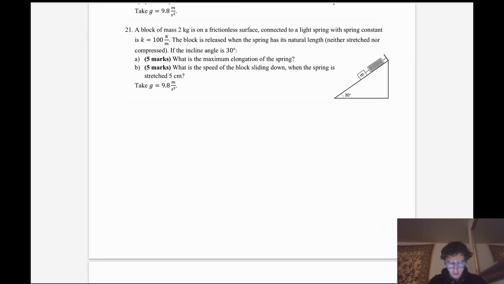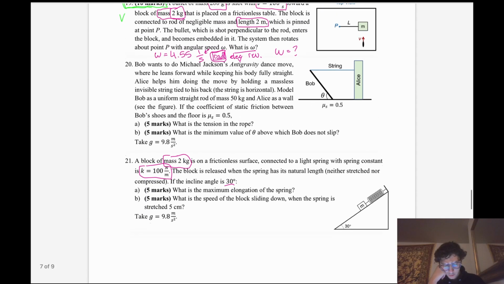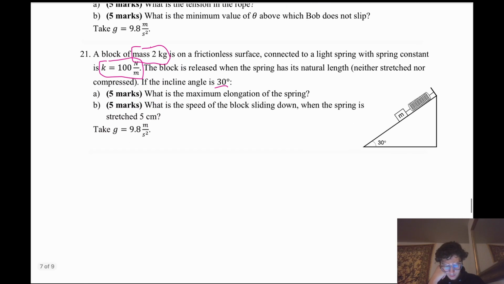A block of mass 2 kilograms is on a frictionless surface connected to a light spring with a spring constant K of 100. Let me actually just outline these little numbers that we have, because this is probably going to be important. The block is released when the spring has natural length. Okay. Neither stretched nor compressed. All right. If the incline angle is 30 degrees, what is the maximum elongation of the spring? What is the speed of the block sliding down when the spring is stretched 5 centimeters? I think this problem I can do faster than the Michael Jackson one, so I think I'm going to spend some time on this one.